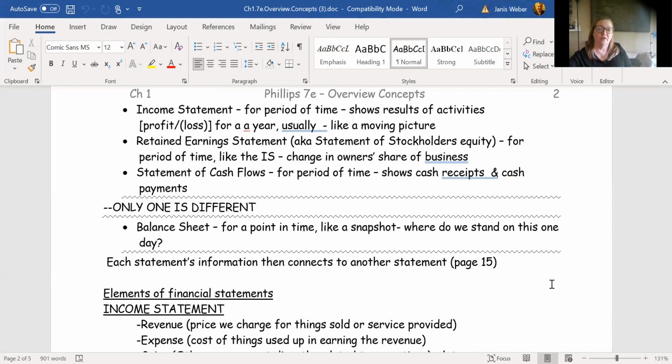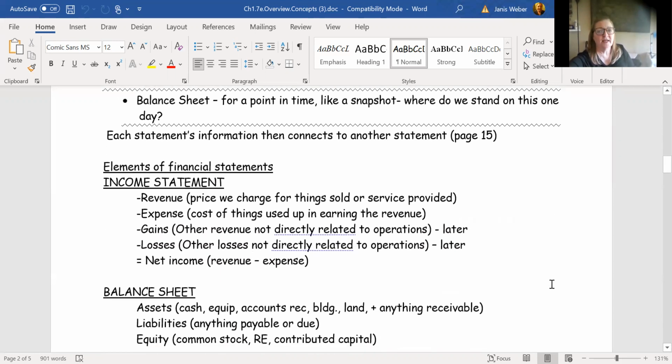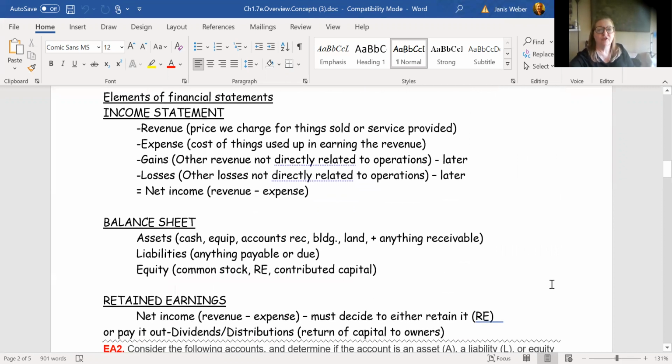So all that one, the balance sheet, is all as of a certain day of the year, which is the last day of the year, last day of the month, last day of the quarter. So basically the last day of whatever period you're reporting. So that's the one that's different, the balance sheet. The income statement, retained earnings, and statement of cash flow are all for a period of time, whereas the balance sheet is for a point in time. Okay, each statement shows different things.